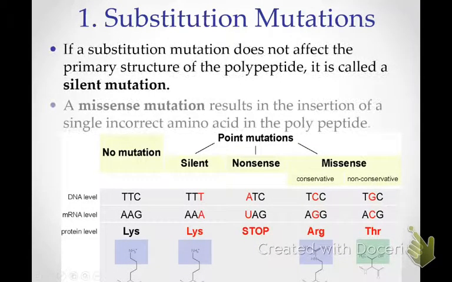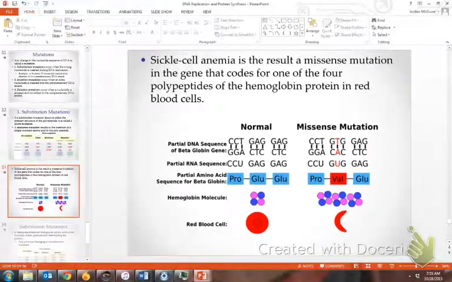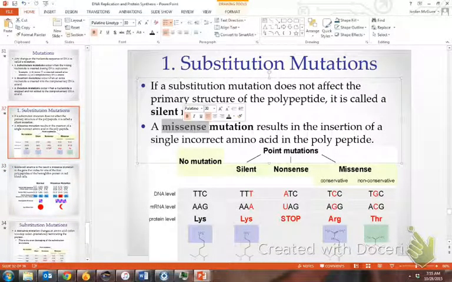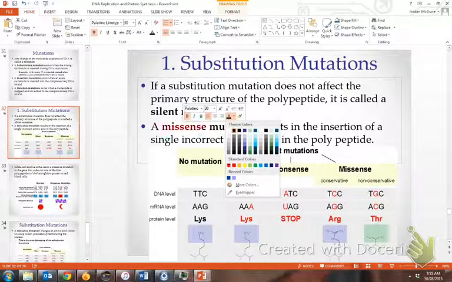Now, another kind is called a nonsense mutation, and well, let me actually teach you the missense first, since missense is up here. This is a different kind of substitution mutation. It's called a missense, and it's right here. I'm highlighting the word for you. Let's change that to red so it can stand out a little bit.